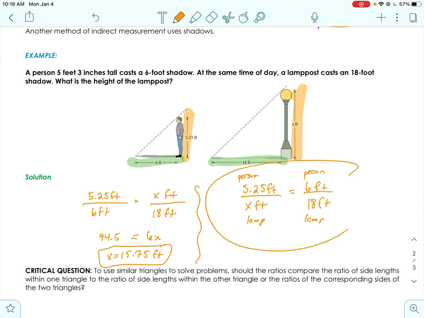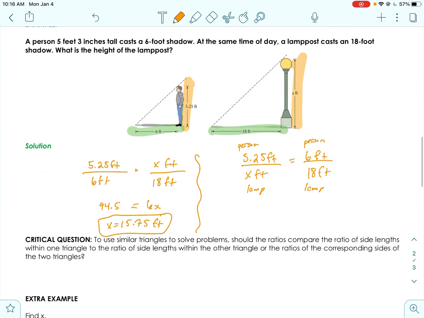If you're writing it like this, you need to make sure that the corresponding sides match up. So if you're using one triangle in the numerator in your first ratio, you need to use the same triangle in your second ratio. So again, you have 5.25 times 18, which is 94.5. That's equal to 6x. X is equal to 15.75 feet.